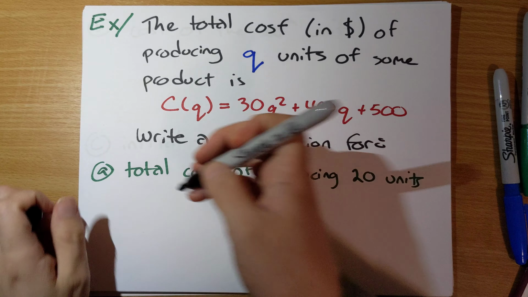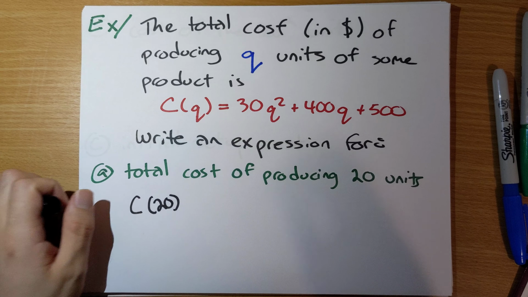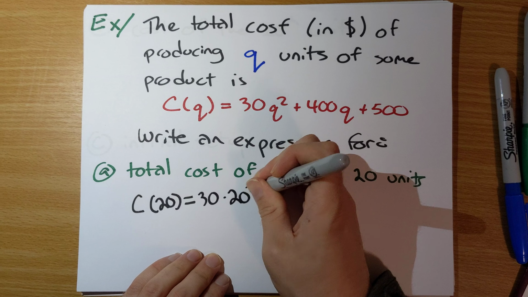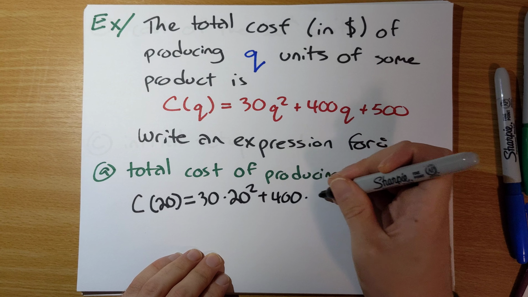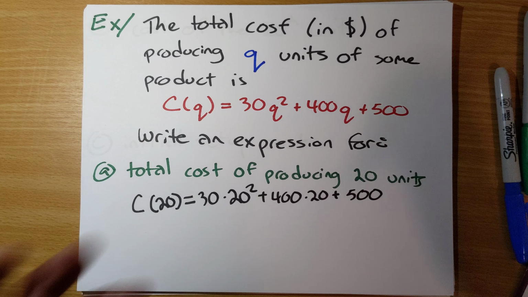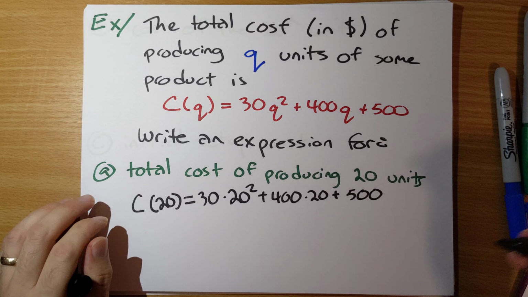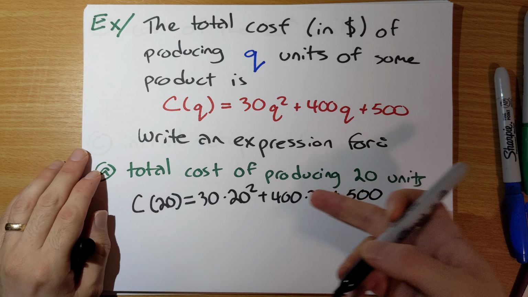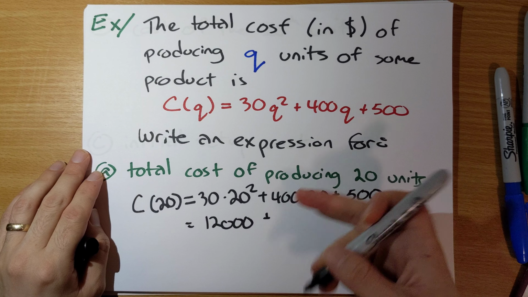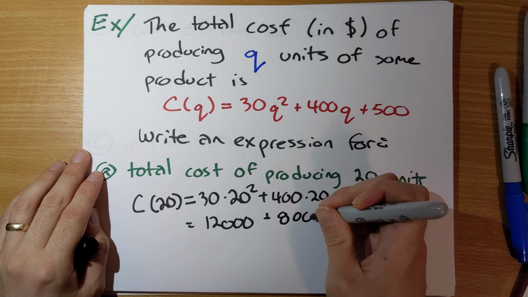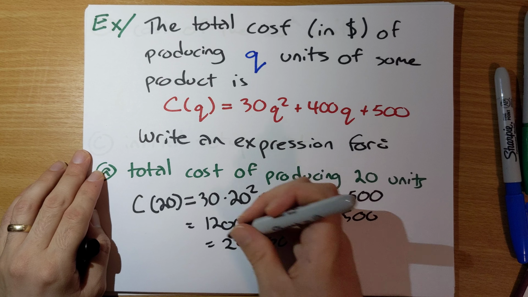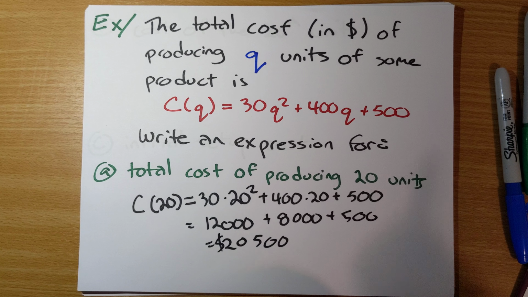So let's plug in Q equal to 20 here. So C of 20 is 30 times 20 squared plus 400 times 20 plus 500. So crunch this out if you like. I guess I can crunch this out. Let's see, there would be 3 zeros and 12,000 plus, let's see, 8,000 plus 500. So that's $20,500 here. Okay.